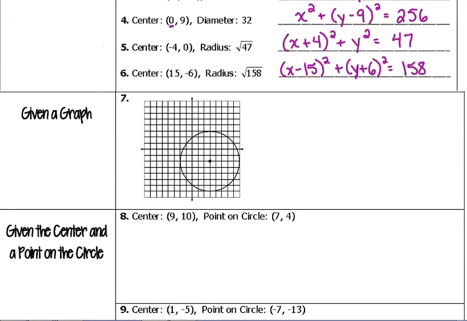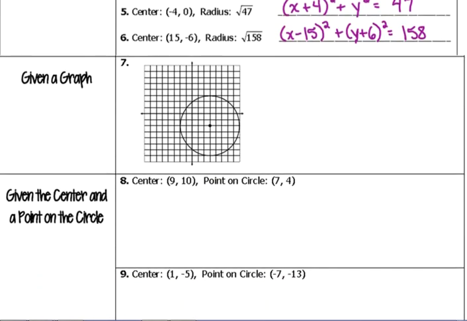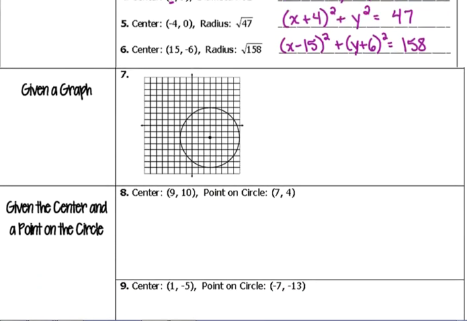Okay, suppose that we are given the graph and we want to write the equation. We're going to have to look at this graph and figure out the pieces. We have to figure out what the center is. Now, luckily they have it marked. If they don't have it marked, just look at it as halfway horizontally and halfway vertically. That's where your center is.